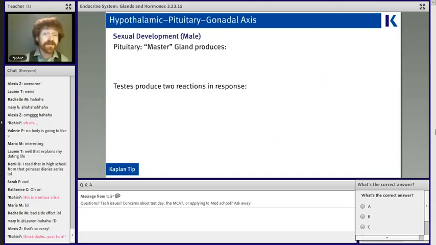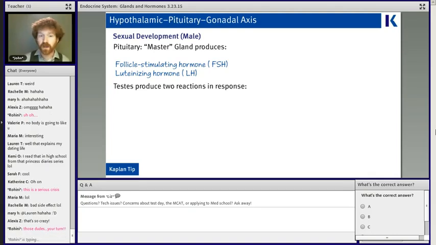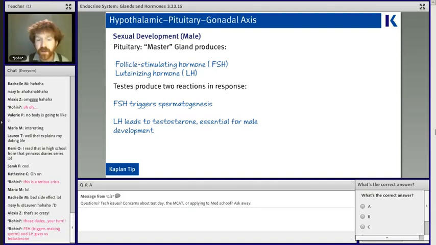But so it's the same thing as females. Once again, the hypothalamus is the master gland. It releases GnRH, which goes to the anterior pituitary, which releases FSH and LH as well. We just don't have follicles so much, and we don't really have follicular and luteal phases. Instead, the testes produce two reactions in response. FSH triggers spermatogenesis. LH leads to testosterone release, which is essential for male development.